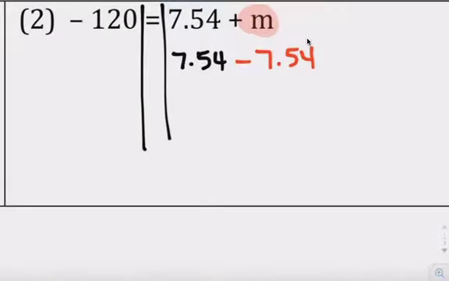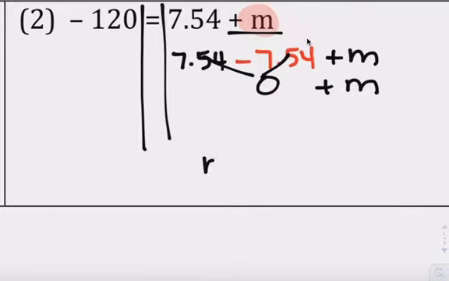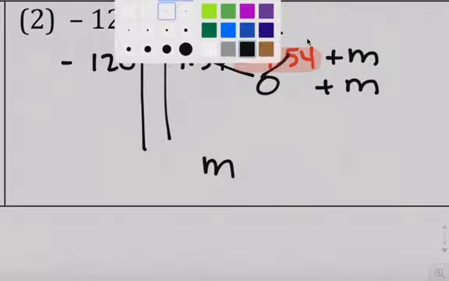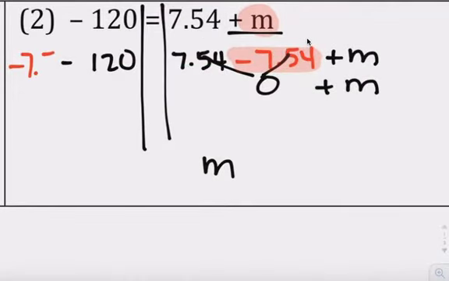Now, plus m that's there, you need to write plus the m that's there right here. Okay, this gives you 0 plus the m, which will give you an m on this side. Now on this other side, you still have negative 120. But because you minus 7.54, you have to minus 7.54 on this side also. Because you have two negatives here, two minuses.